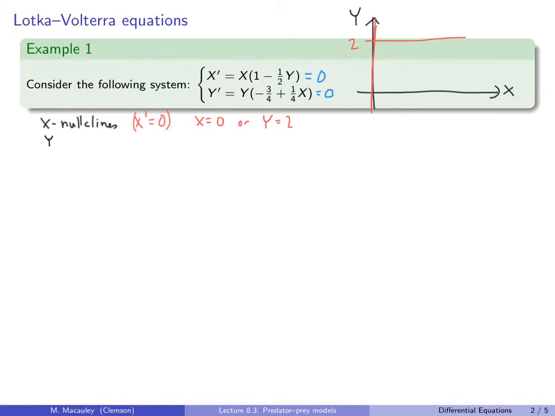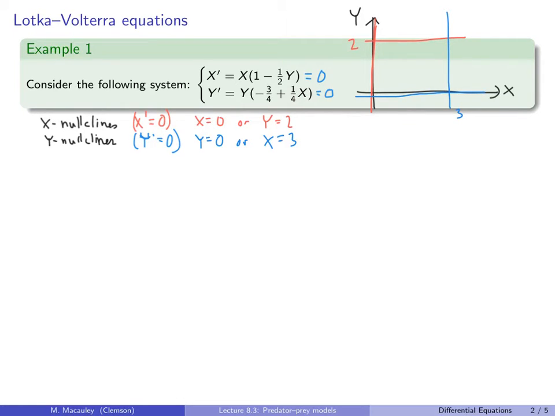Next, the y nullclines. These happen when, by definition, y prime is 0. Hope that looks like a y. And these happen when y is 0 or when this thing is 0. So multiply through by 4 and you get -3 plus x equals 0, so x equals 3. So either y equals 0 or x equals 3. So you either get a horizontal line or this thing right here at 3.